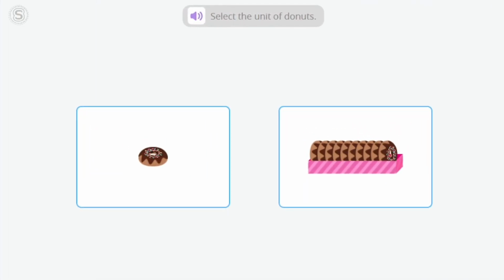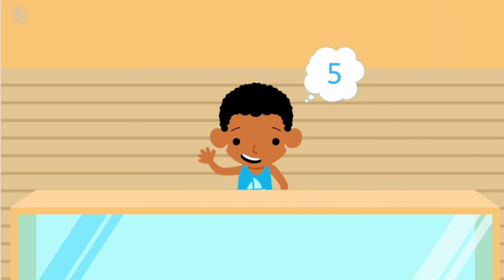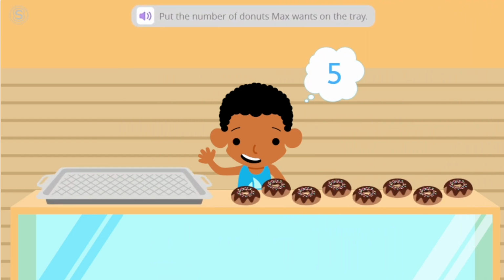Unit, 10. Let's see if you're ready to start. Select the unit of donuts. Now select the 10 of donuts. Now you're ready to start selling donuts. Max wants 5 donuts. Put the number of donuts Max wants on the tray.